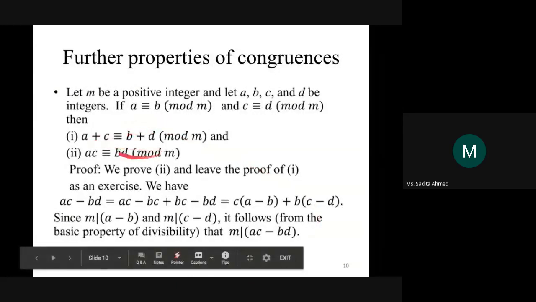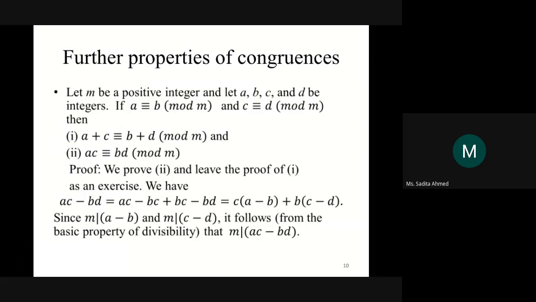So these are the two properties that we have here based on summing up the congruences and finding the product of two congruences. If you have two congruences like this, then you can sum up the left-hand sides. I mean, two congruences where you're dividing the numbers with the same number. So it's the same modulus. Here, see, in the first congruence, we have mod m. In the second one as well, mod m. It's the same.